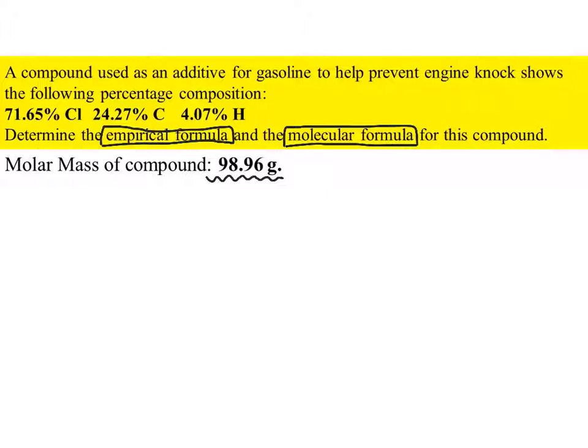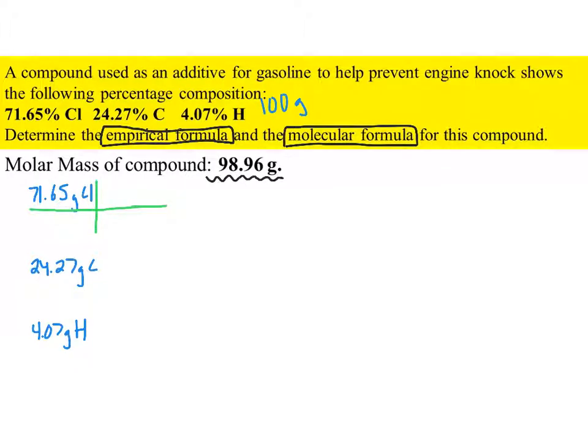So, step 1, percent to mass. I assume 100 grams of this compound. So I'm taking 71.65 grams of chlorine. I'm taking 24.27 grams of carbon and 4.07 grams of hydrogen. Next thing would be to convert mass to moles. So percent to mass, mass to moles.